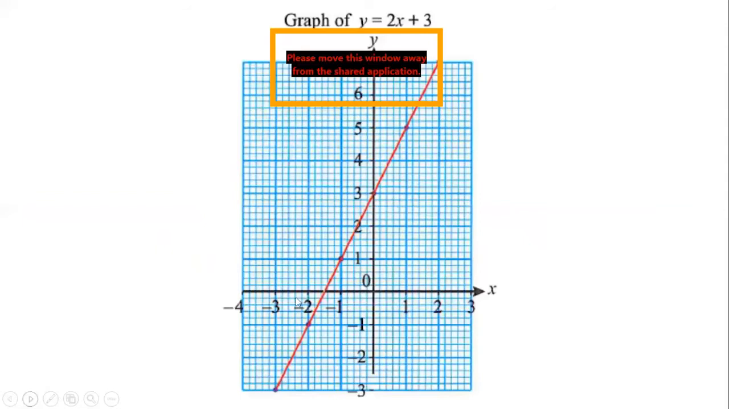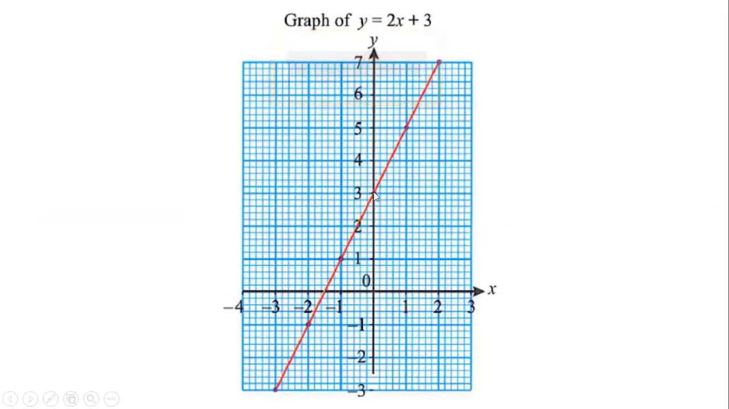The x minus 3, y minus 3, that is point minus 3, minus 3. Minus 2, minus 1 is this point. Minus 1, 1 is this point. Okay? 0, 3 is this point. 1, 5 is this. 2, 7 is this. So again, we can notice that all the points are on a straight line.